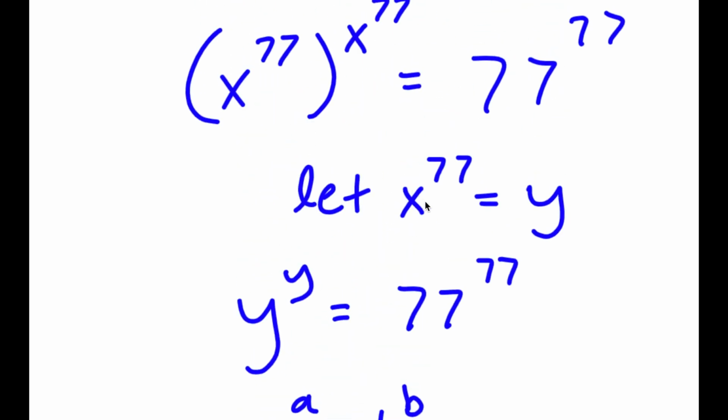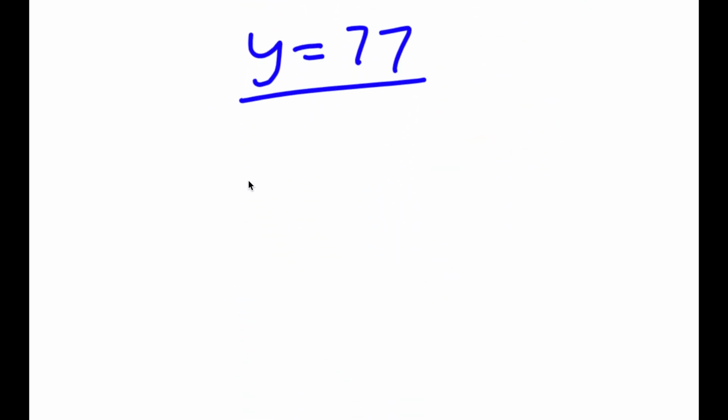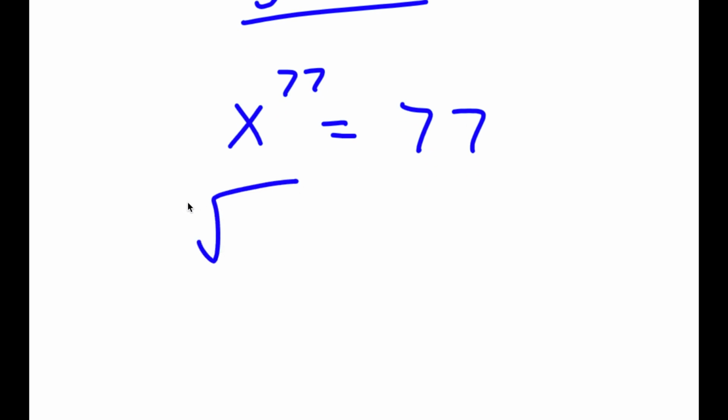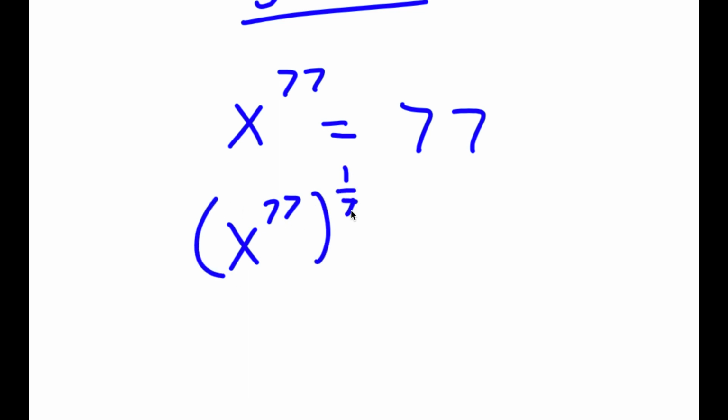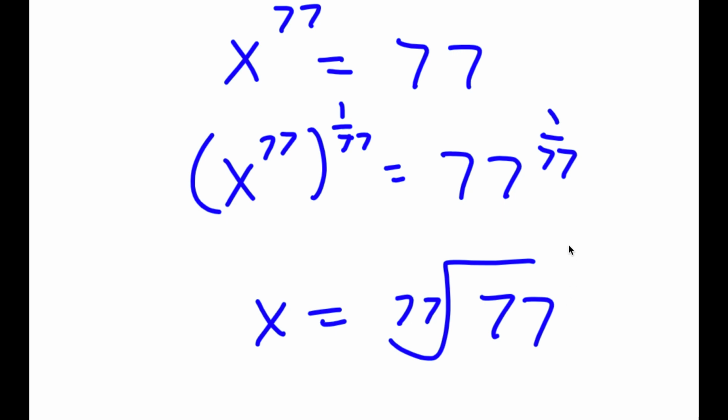And remember how we let x to the power of 77 equal y. So now I have x to the power of 77 is equal to 77. So to solve this, I'm going to take the power of 1 over 77 on both sides. So I have x to the power of 77 to the power of 1 over 77 is equal to 77 to the power of 1 over 77. So I get x is equal to the 77th root of 77.